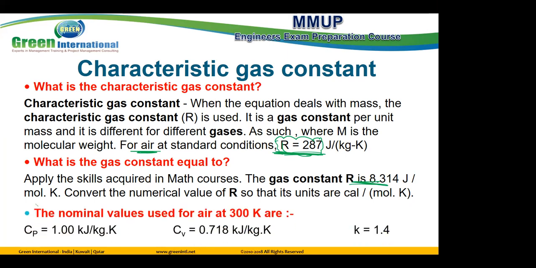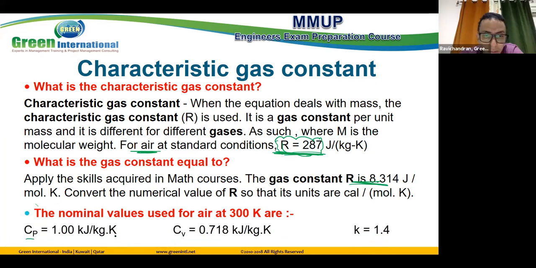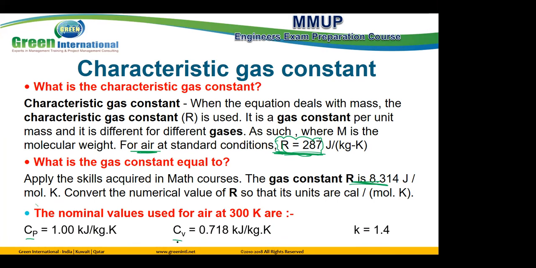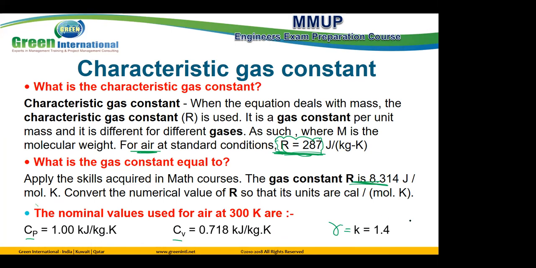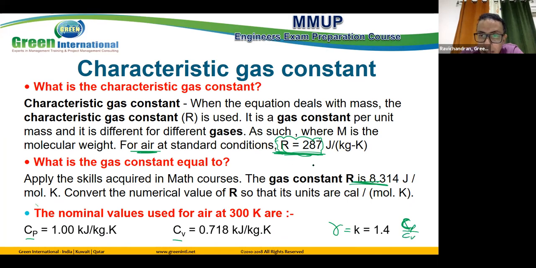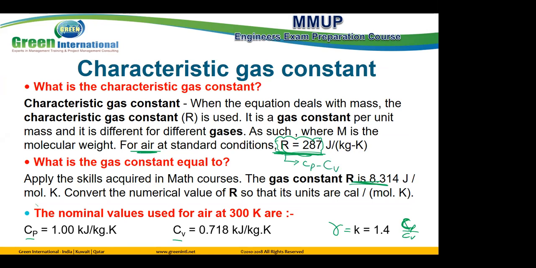Also this CP is 1 kilojoule per kilogram Kelvin. CV is 0.718, and the k, or sometimes we can say gamma, is 1.4. Gamma actually is CP over CV, and R is actually CP minus CV. This is the original equation coming from it. Okay.